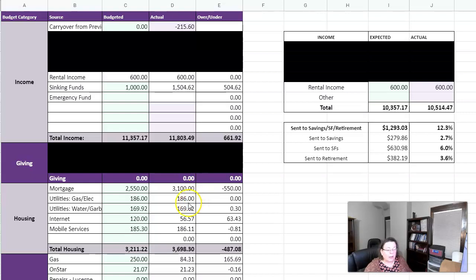In utilities, our gas and electric was $186. Our water, garbage, sewer is a quarterly bill that we pay every 3 months, and February is the month we pay it, so it was $169. Our internet was only $56 because of a credit that we had from the month before. Our mobile services were $186, and that brought our total housing to $3,698, which was $487 more than what we originally planned.